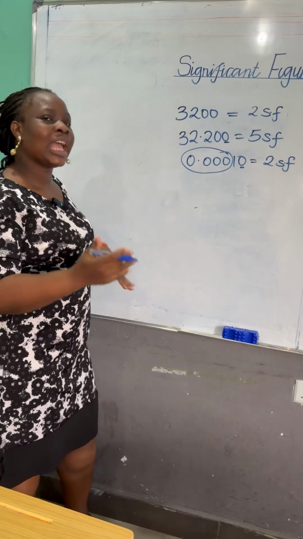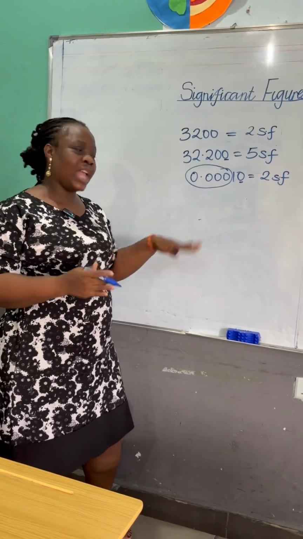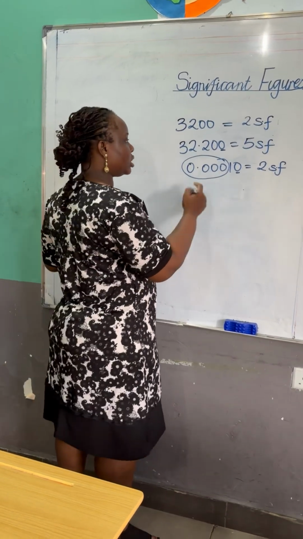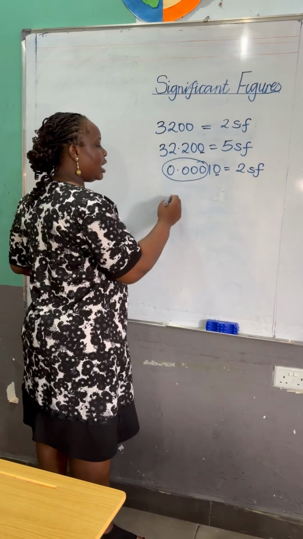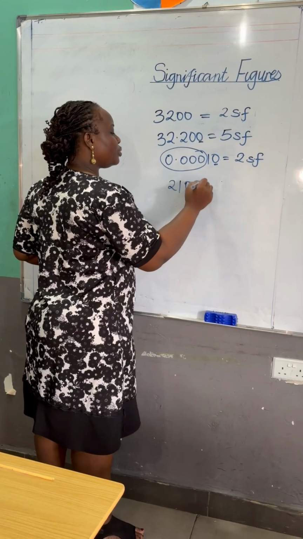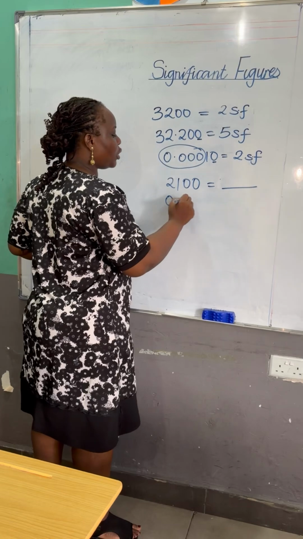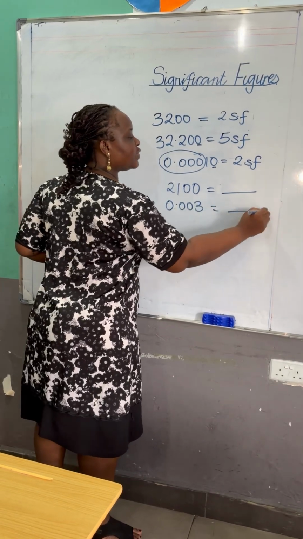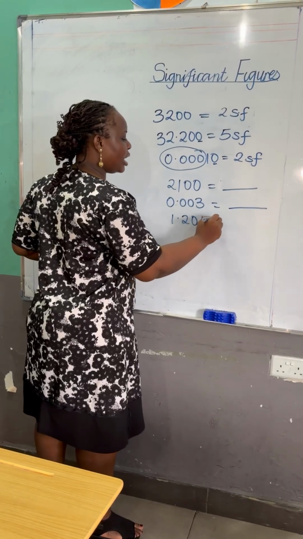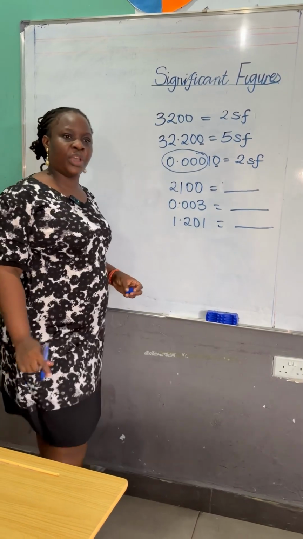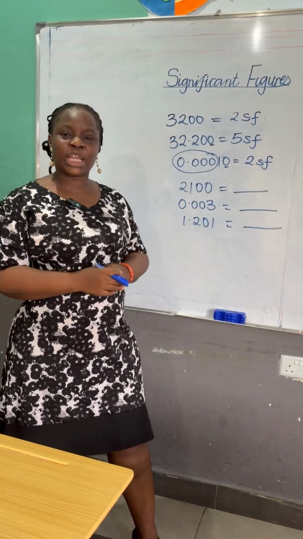Okay. Then I want you to write how many significant figures we have in the following numbers. So you put your answer in the comment section. Let's look at it. 2,100, write the number of significant figures. 0.003, write the number of significant figures. 1.201, write the number of significant figures. Put it in the comment section.